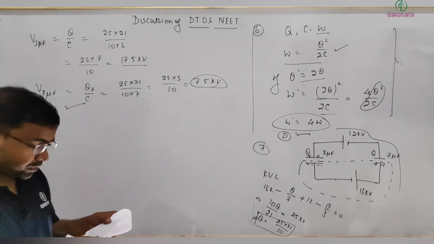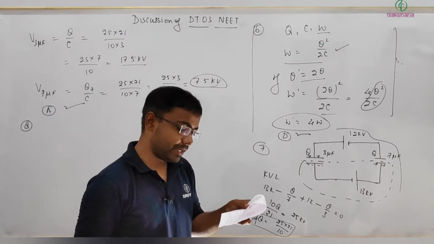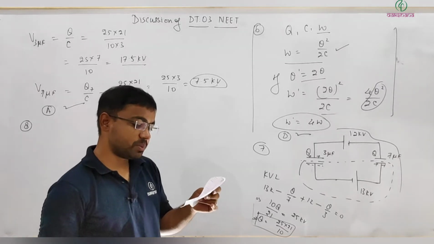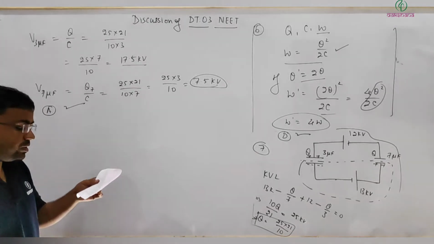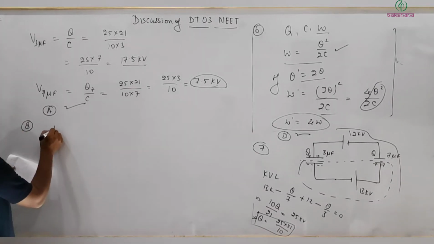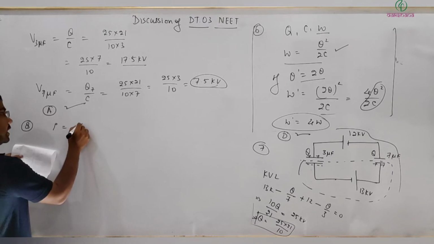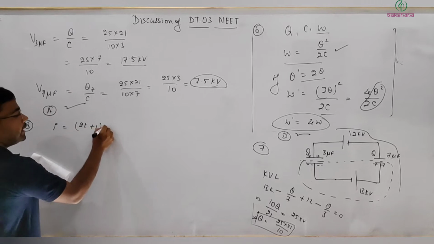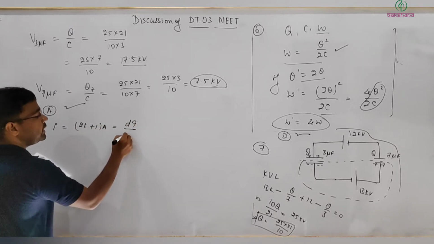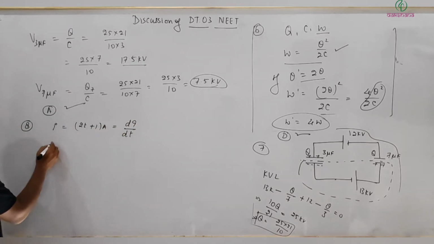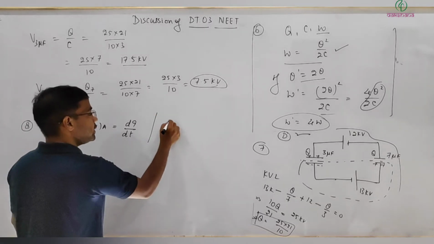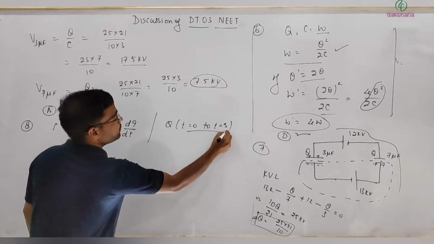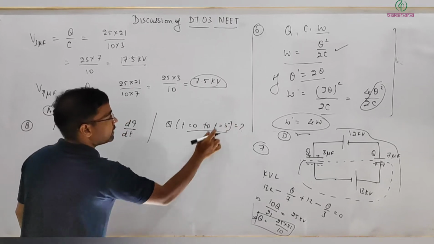Next is 8. The current through a wire connected to a condenser varies with time. According to this, find the charge transported to the condenser from t equal to 0 to t equal to 5 seconds. Here you are given I as a function of time, 2t plus 1 ampere. And we know I is equal to dq by dt, so we can simply integrate it. Q you are asked to find.